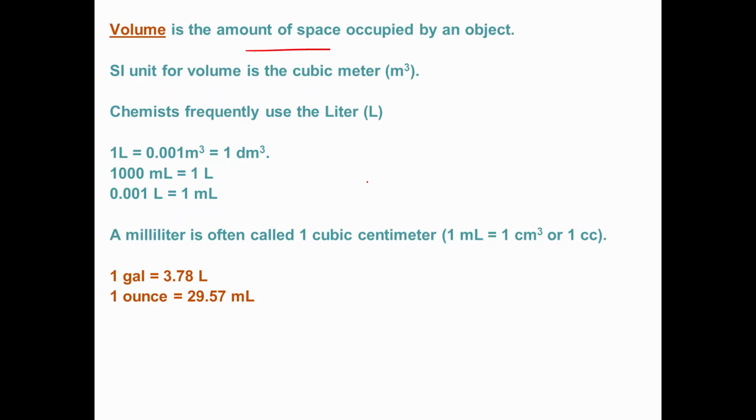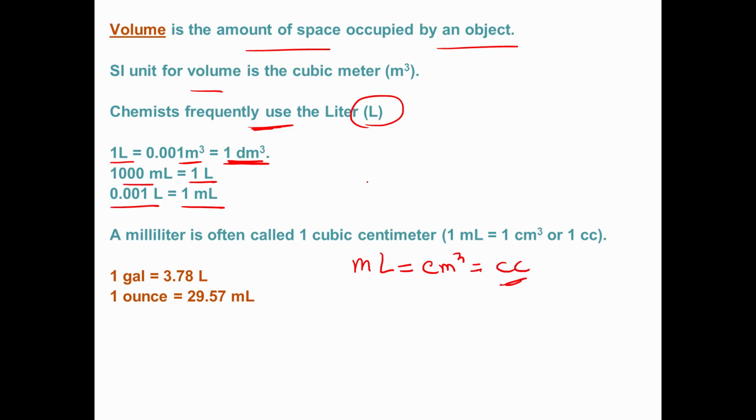Volume, the amount of space occupied by an object. The SI unit for volume is the cubic meter. In the lab, we use the liter, and we modify it with the prefix milli for milliliter. So 1 liter is 1,000th of a cubic meter, and that's equal to 1 cubic decimeter. 1,000 milliliters is a liter. 1,000th of a liter is 1 milliliter. So we normally call a milliliter a cubic centimeter or a cc. They're all one and the same.